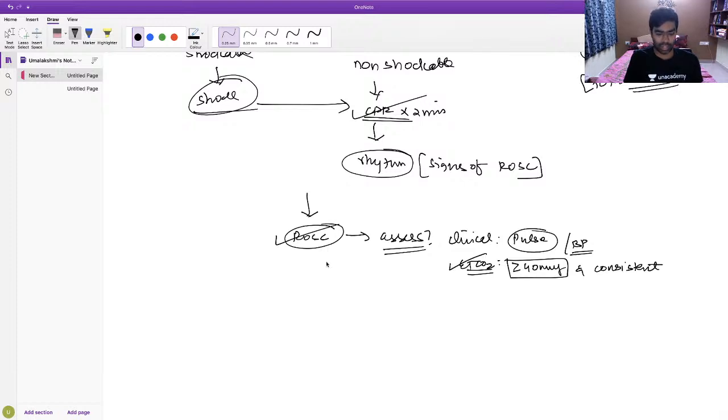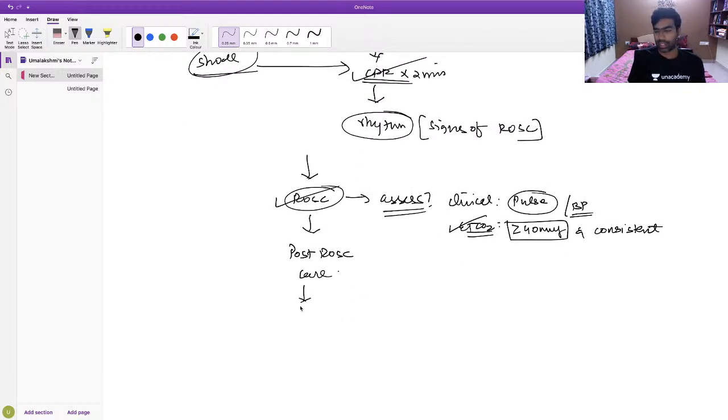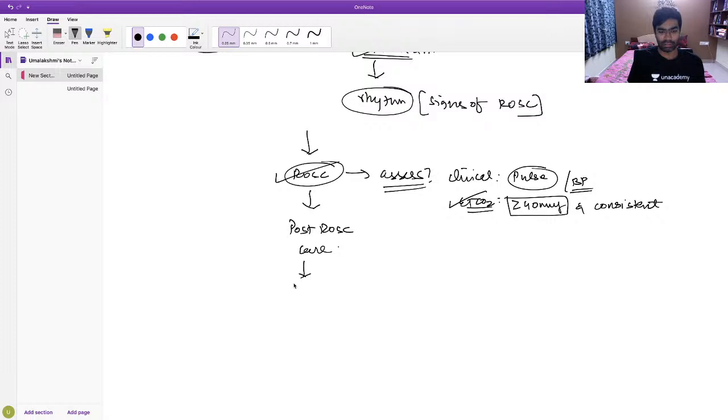So once the patient has achieved this return of spontaneous circulation, in this particular perspective, I need to really go for the post-ROSC care. That's really important. So what do we mean by the post-ROSC care? As far as the post-ROSC care is concerned, we have two different phases. One is called the initial stabilization phase. Then after that, we have the advanced management phase.